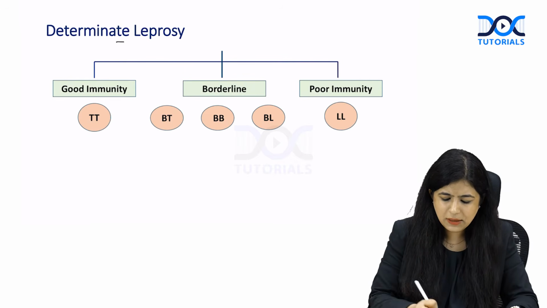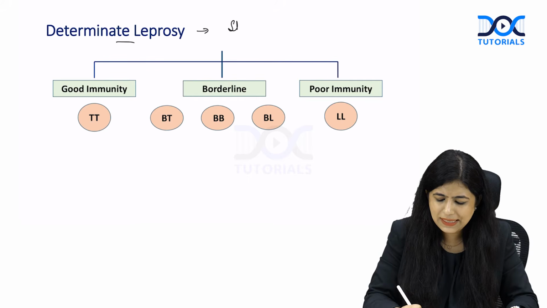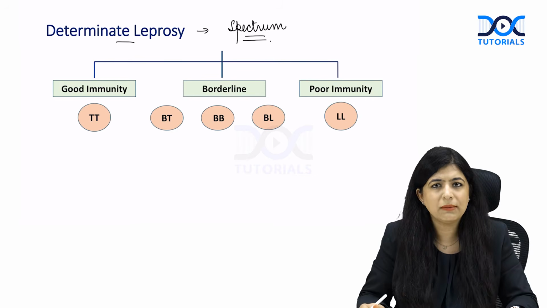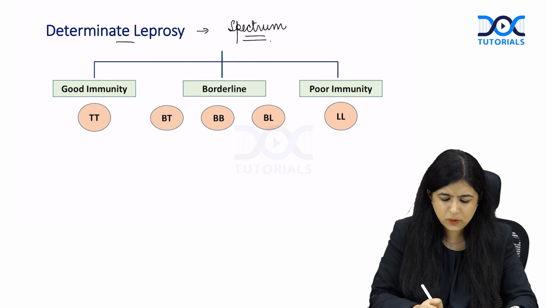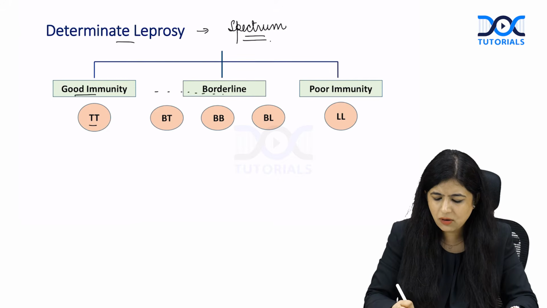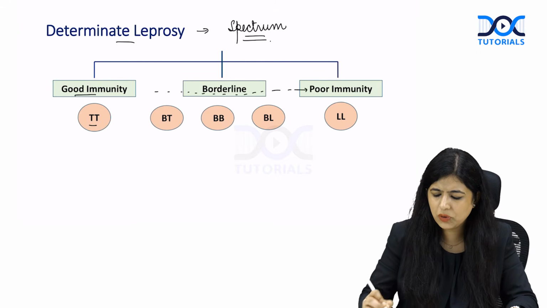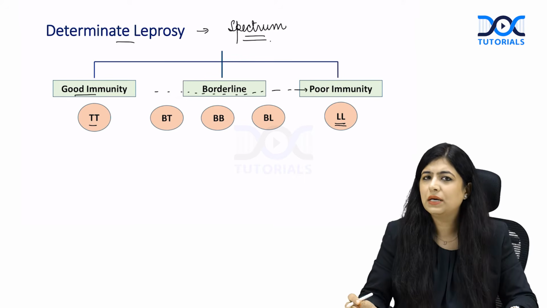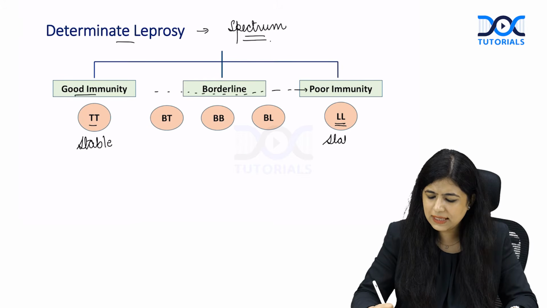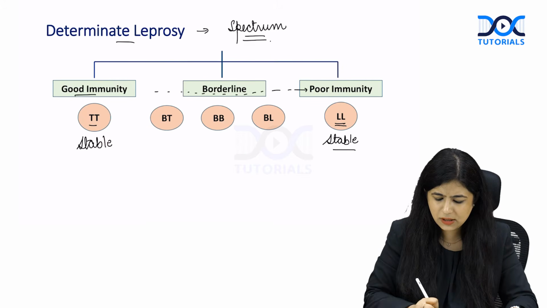So in leprosy, remember, the disease manifestations can develop along a spectrum depending upon the immune response. If the host immunity is good, they develop TT leprosy. It can vary along the spectrum to poor immunity, where they develop lepromatous leprosy. But TT and LL are stable forms of the disease. The immune response does not change.